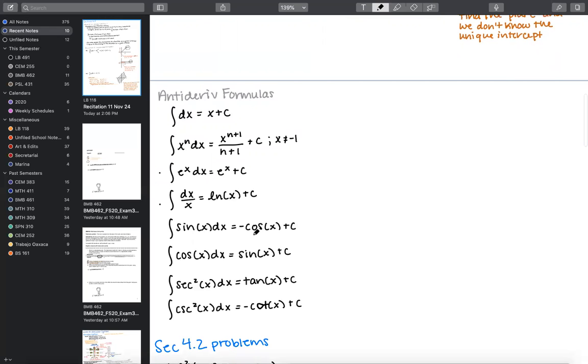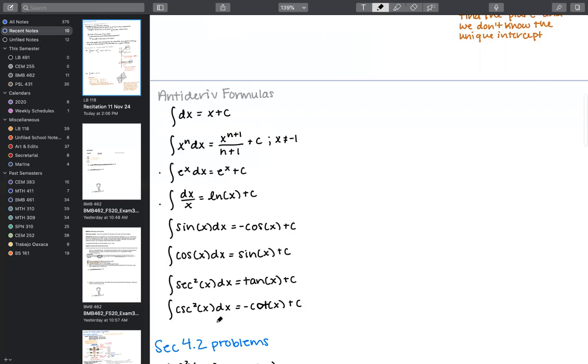So for example, we know that the derivative of cosine is negative sine. And so if we were to try and figure out what the antiderivative of sine is, we'd have to throw in that negative there in order to balance that out, because we know that the derivative of cosine is negative sine. And so the antiderivative of positive sine would be negative cosine. And then the same goes for all of the other ones that we know.